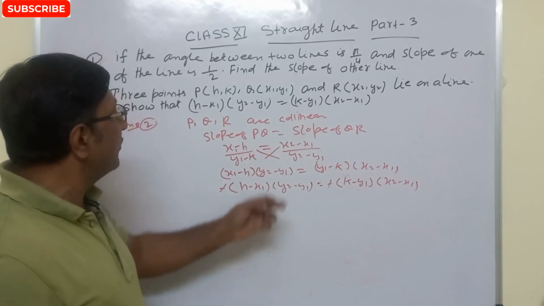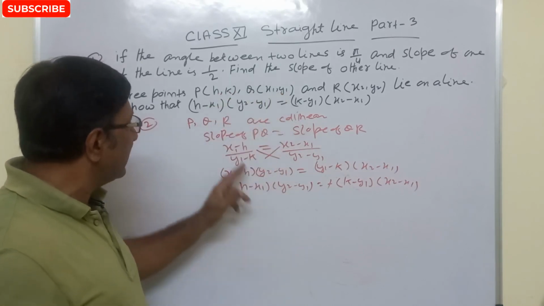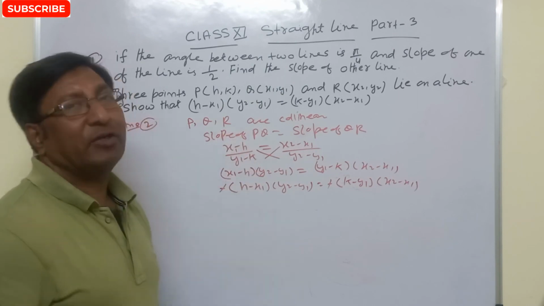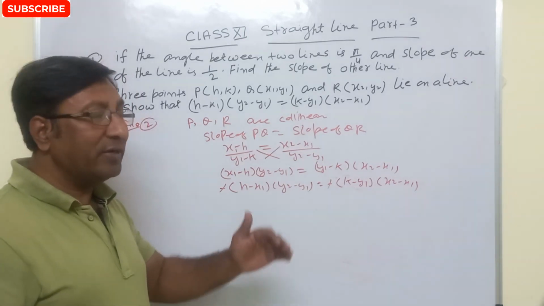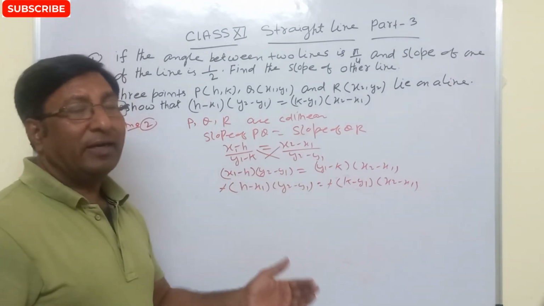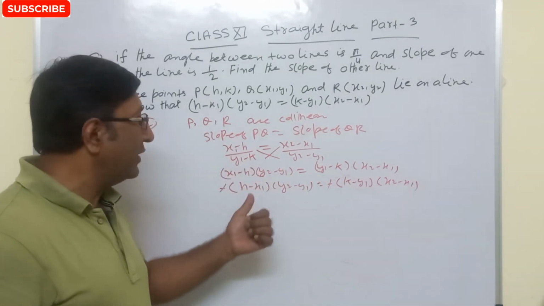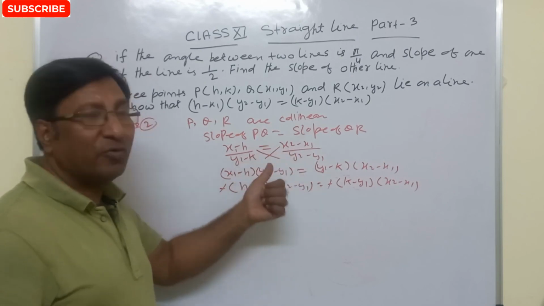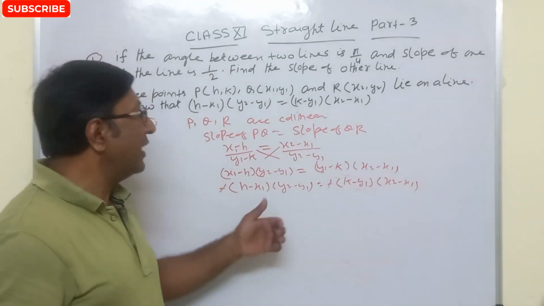So here suppose this is x2 minus x1 and then there is y2 minus y1. You can also write y2 minus y1 upon x2 minus x1, because the slope formula is the difference of y coordinates divided by the difference of x coordinates. Both are the same, so you can go for the reverse also. So this is the right answer, we have proved this.